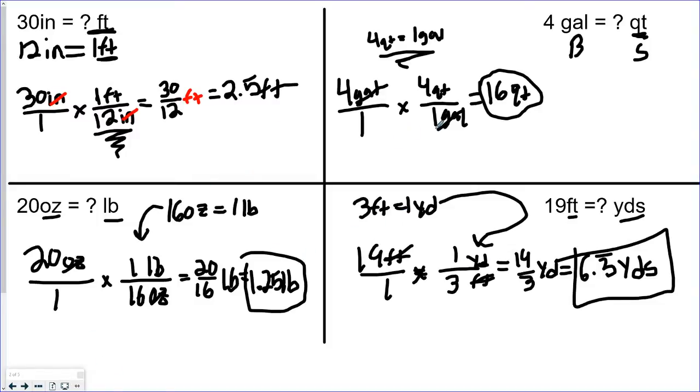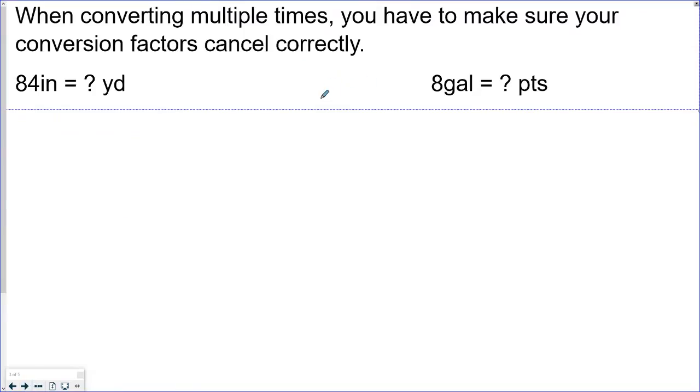Now these are all single conversions. They take one conversion factor. Some problems like these might take more than one. So if we take more than one conversion factor, we just have to keep track of how our fractions are going to go. So we'll start with this one. 84 inches is how many yards? Well, let's start with 84 inches.